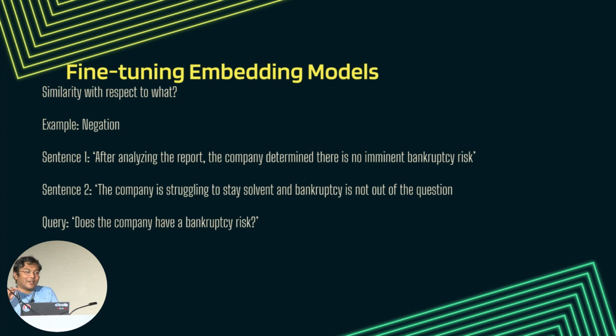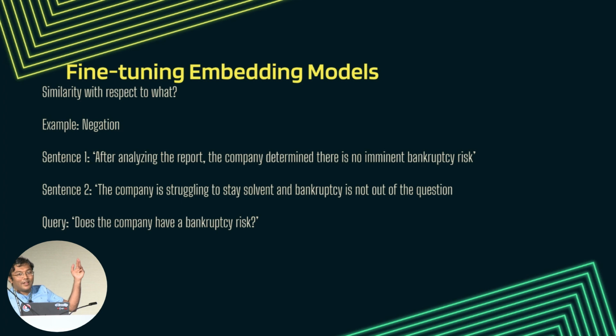So we are thinking about using similarity as a means to determine relevance, or even as a means to determine what will answer our question or not. But it's usually similarity with respect to what? Every use case has a different "with respect to what," right? But the embedding models that are out of the box are just dealing with the general notion of similarity. So for example, take sentence 1 and sentence 2. Sentence 1 is talking about no bankruptcy risk. Sentence 2 is talking about bankruptcy risk. So there are two opposites.